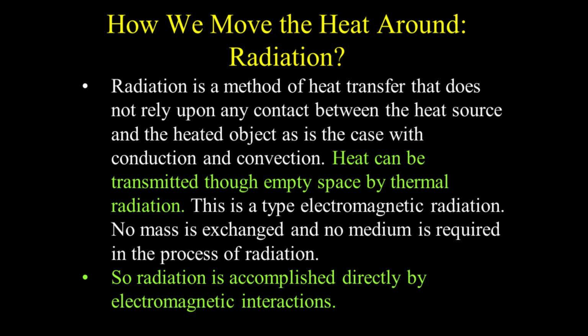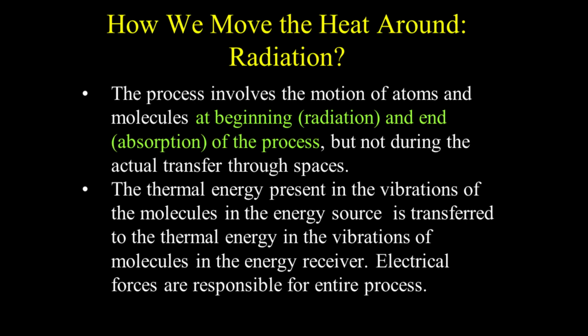Finally, let's talk about radiation, which is another way of moving heat around. Radiation is a method of heat transfer that does not rely upon any contact between the heat source and the heated object, as is the case with conduction and convection. Heat can be transmitted through empty space by thermal radiation, often called infrared radiation. Radiation absorption is accomplished directly through electromagnetic interactions. The process involves the motion of atoms and molecules at the beginning, radiation, and the end, absorption, of the process, but not during the actual transfer through space.